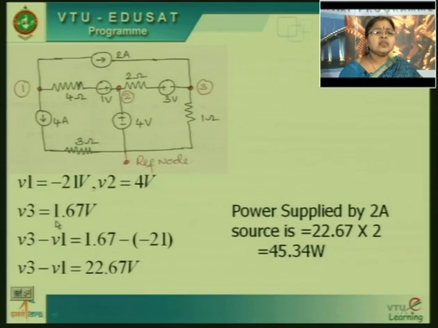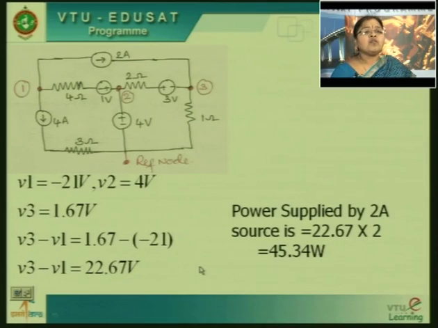Now, node 3 voltage is 1.67, whereas node 1 voltage is minus 21. So, node 3 is at higher potential than node 1. The voltage difference between node 3 and node 1 is V3 minus V1. So, the voltage across the 2 ampere current source is 22.67 volts. The power supplied by this source is 22.67 into 2, that is equal to 45.34 watts. So, we have calculated the power supplied by the current source.